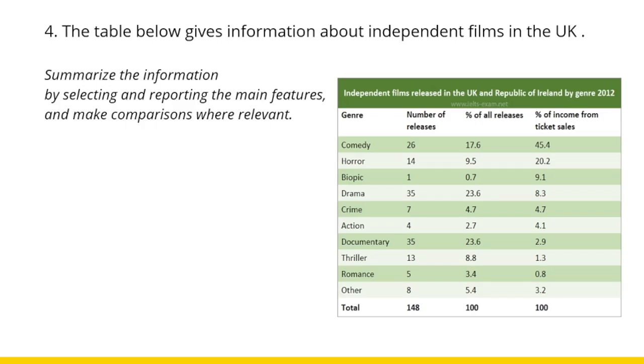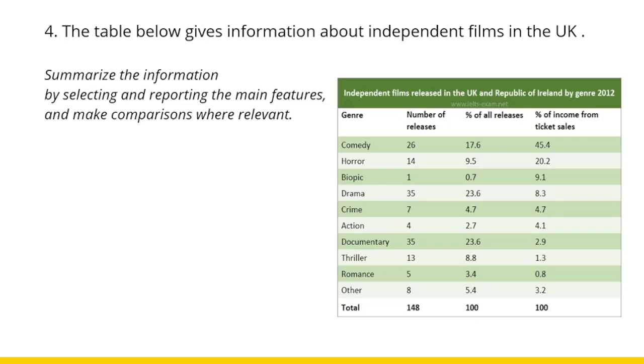And here we have our last graphic, which is a table chart. And you have to do exactly the same things that we discussed earlier, but let's review a little bit about this type of graphic. So we have our topic that states the following. The table below gives information about independent films in the UK. Make sure you read that, and then next go ahead and try to identify the most important details and analyze the graphic. So here we have the title, Independent Films Released in the UK and Republic of Ireland by Genre 2012.